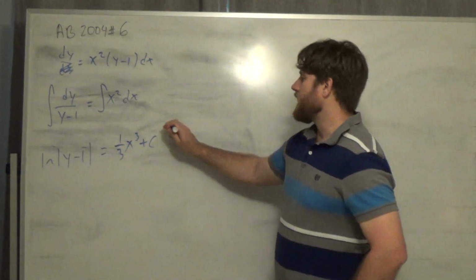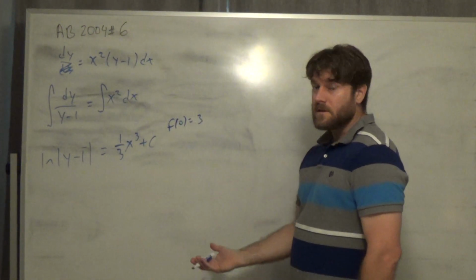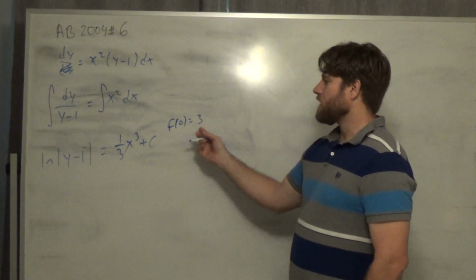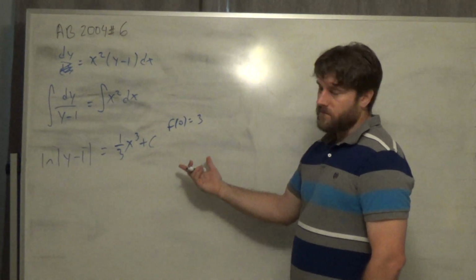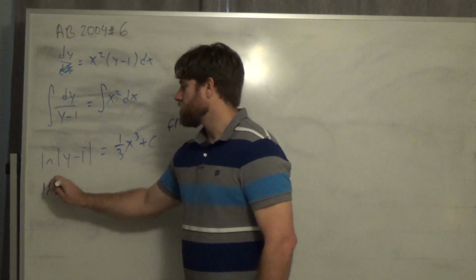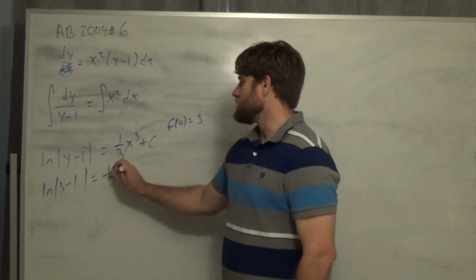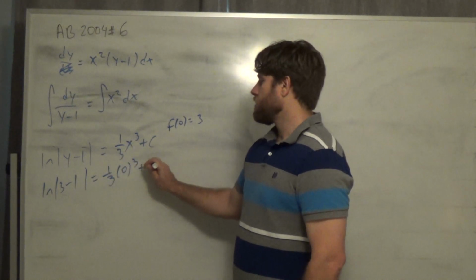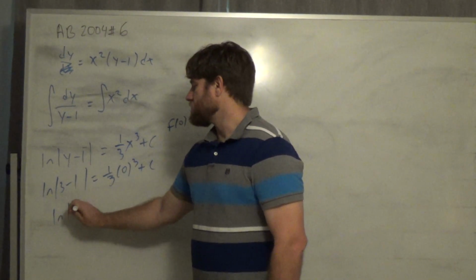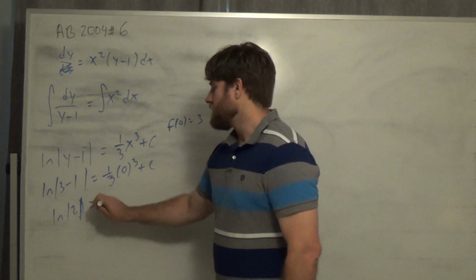The next thing is they ask you to use f of 0 equals 3. We've earned 3 out of the 6 points. Now we got to plug this in, solve for c to earn 5 out of the 6 points. So y is 3 when the x is 0. And here we get ln of 2, oops, that's an absolute value, equals c.